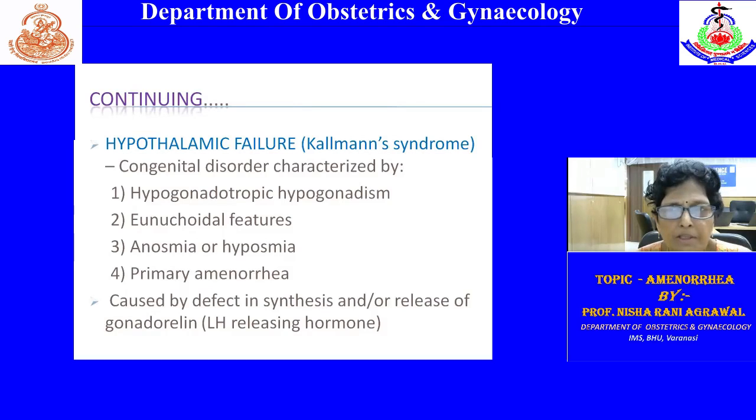Hypothalamic failure is Kallmann syndrome. It's a congenital disorder characterized by hypogonadotropic hypogonadism, eunuchoid features, anosmia or hyposmia, primary amenorrhea. It's caused by a defect in synthesis and/or release of gonadorelin, that is LH releasing hormone. Anosmia, or loss of smell, is a very characteristic feature.